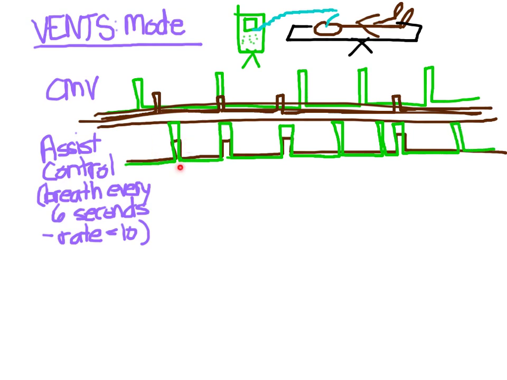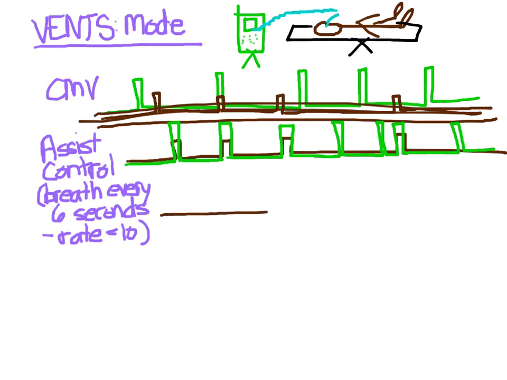So you can see here it's an assist. These breaths here are assisted. You took a breath and it assisted it for you. For these breaths here, notice 6 seconds had gone by and you didn't take a breath, so it took control and gave you a breath. Hence, again, the name assist control.